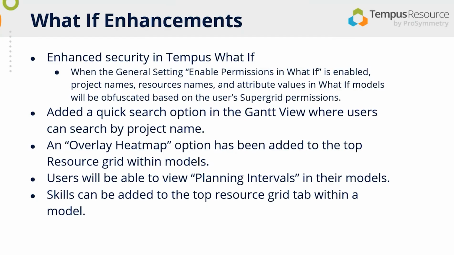Within 10.0, we added what if enhancements. We added enhanced security in Tempus what if. So now when the general setting enable permissions in what if is enabled, project names, resource names, and attribute values in what if models will be obfuscated based on the user's supergrid permissions. We also added a quick search option in the Gantt view where users can search by their project names. An overlay heat map option has been added to the top resource grid within the models, and also users will be able to view their planning intervals in their models. Skills can also be added to the top resource grid tab within the model.